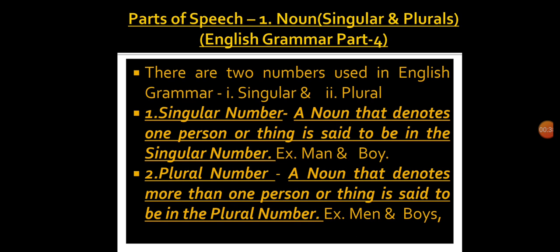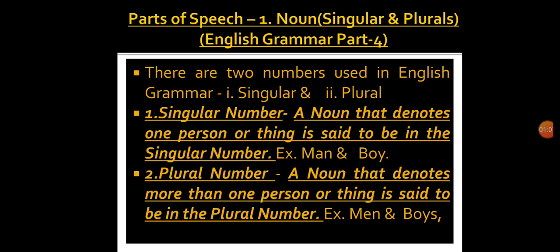In English grammar, parts of speech, there are two numbers used in English grammar, singular number and plural number. And singular number are those nouns that denote one person or one thing. So a noun that denotes a person or thing is said to be in the singular number. Example, man and boy.